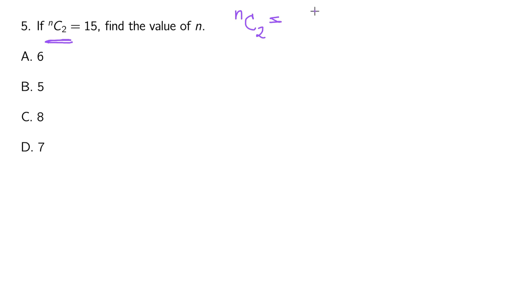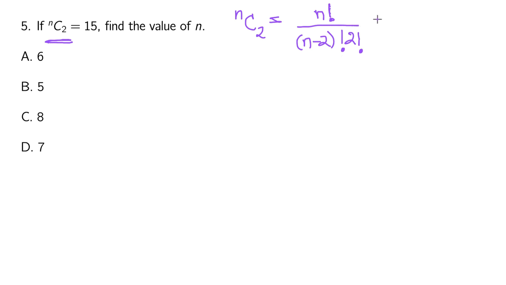The formula for n choose 2 is n factorial over n minus 2 factorial times 2 factorial. That's the formula. So if you remember this formula, then one thing you can do is to simplify the formula and then equate it to 15 and then solve for n. That's one thing we can do. So let's do that first.